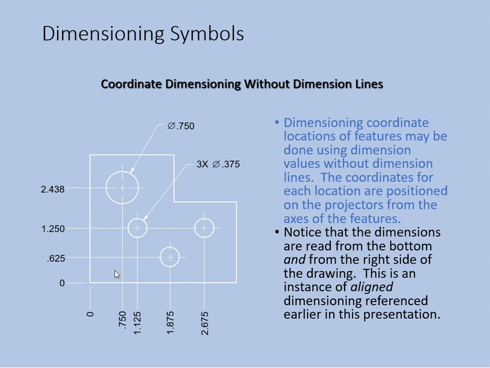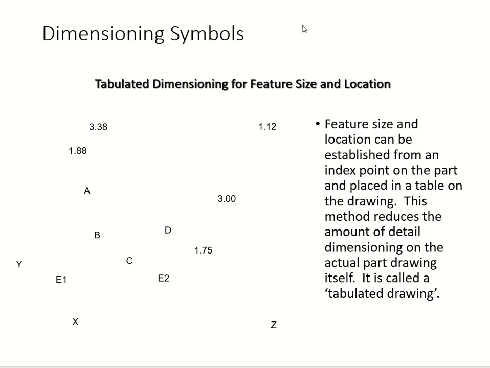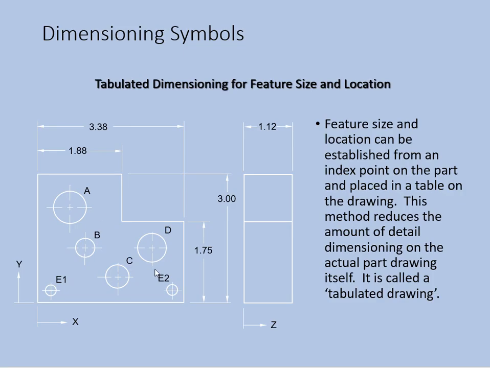So right now, dimensions are read from the bottom, yeah? And from the right side of the drawing, and that's an instance of aligned dimensioning reference, yeah, earlier in your presentation that we already showed, how to dimension from center all the way to each edge. So going like, it's a little bit different method, but it's the same thing, yeah, going 0, 6.25, and then up, going 0, and then 0.75, 0, and then keep going, okay. All right. The next one, see how beautiful dimensioning is.